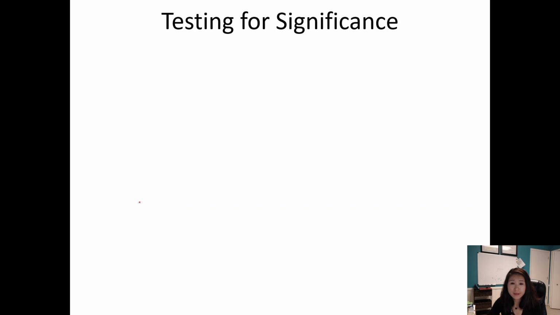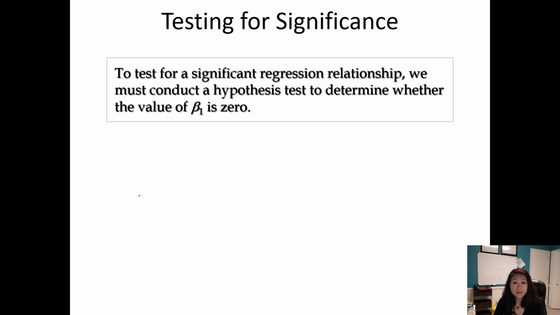First of all, what is testing for significance? To test for a significant regression relationship, we must conduct a hypothesis test to determine whether the value of beta 1 is 0. Before we keep moving on, did you notice that we are not testing b0, b1, we are actually testing beta? Which means we are not testing the sample data's parameter values. Instead, we are testing the population's parameter, beta.